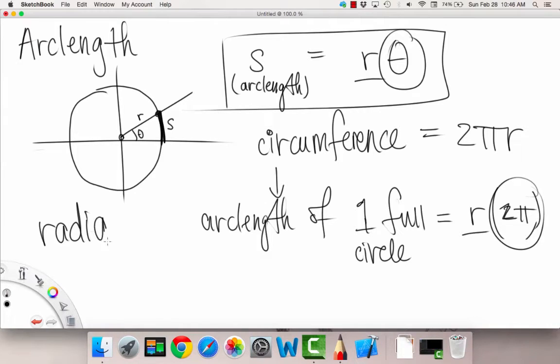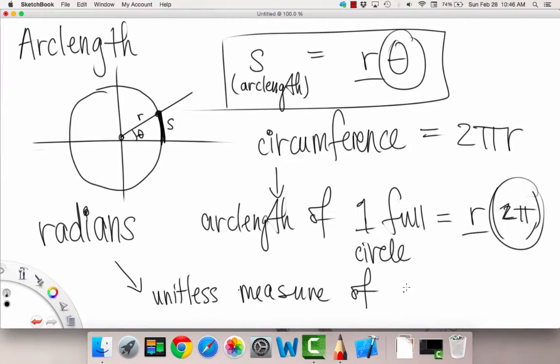These are super useful because a lot of formulas and equations that deal with angles, we have to get that angle in units of radians. And it's kind of funny because radians are actually unitless. I know, it's very ironic because we call them radians, but they're unitless. What does that mean? A unitless measure of angular rotation, or of rotation, we could say.